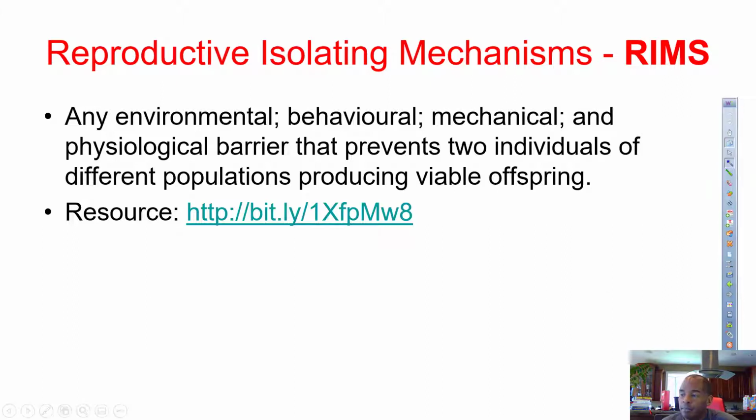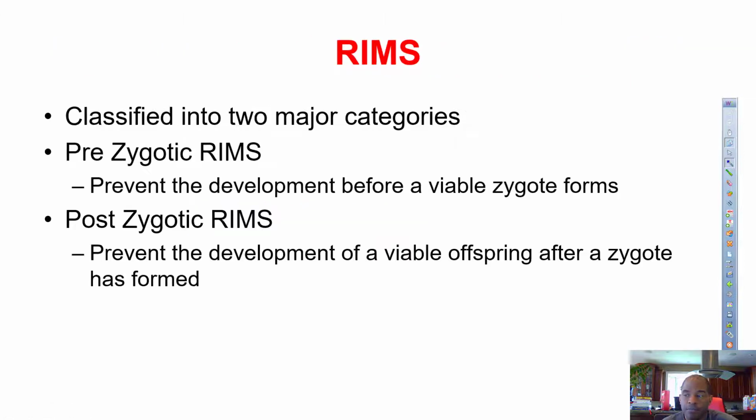So these RIMS, they come in a variety of types. One is known as pre-zygotic and the other one is post-zygotic. The zygote forms when the sperm fertilizes the egg, you end up with a zygote. And that zygote will undergo mitosis and produce 2 cells and 4 cells and so on. So there's certain reproductive isolating mechanisms that happen before the zygote forms, and there's certain ones that happen after the zygote forms. We call this pre- and post-zygotic.